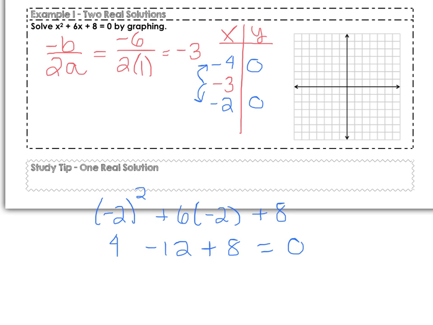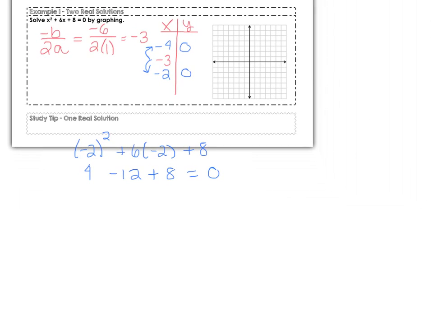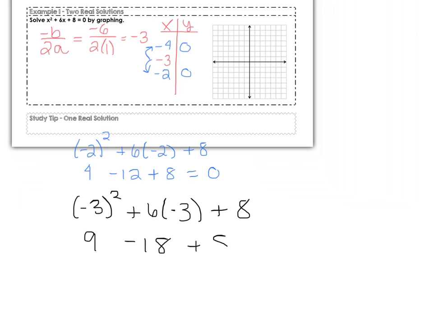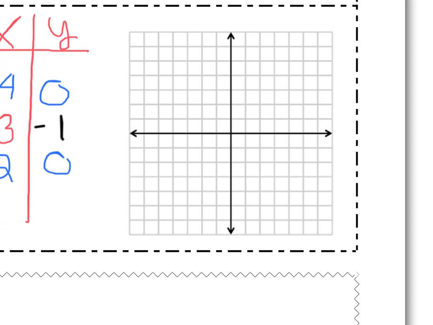Something that I forgot to do was to plug in my axis of symmetry. So silly me, I'm going to go back and retrace my steps. So when we plug in negative 3 into our function here, negative 3 squared is 9. We get a negative 18, and then we get a plus 8. That's going to simplify to being negative 1.